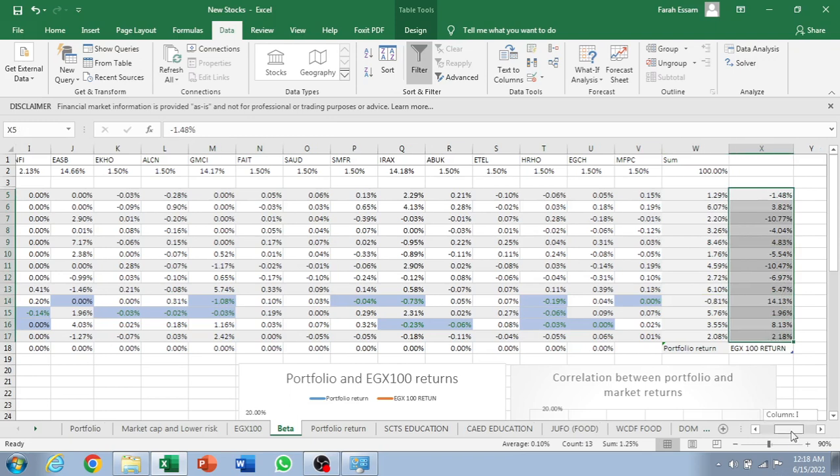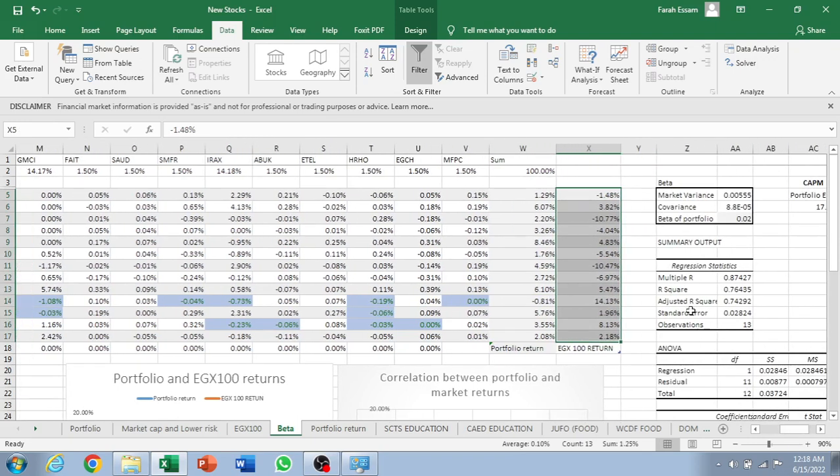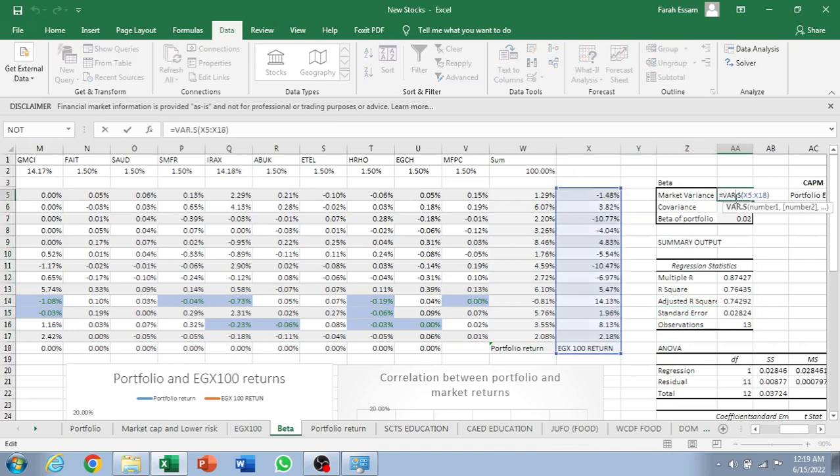And by getting these two columns, I could easily calculate the beta. I got the market variance by just using the VAR function, and the covariance between the market return and the portfolio return. And then to get the beta, I simply divided the covariance by the market variance.